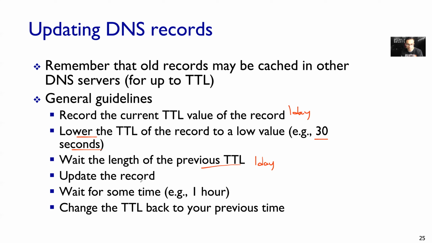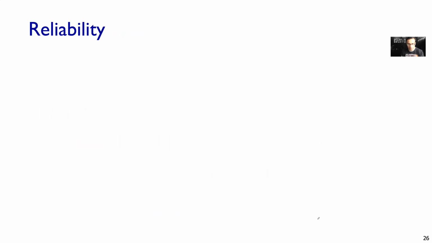Then you change your IP address, wait for a little bit, and then increase the TTL back to 1 day, right? So this is the rule of thumb basically, right? That when you're planning for a change, you reduce the TTL to a very small value, wait for that previous TTL period, then increase it back, and then you're all golden, which means at that point, it's very unlikely people will have your wrong mappings stored.